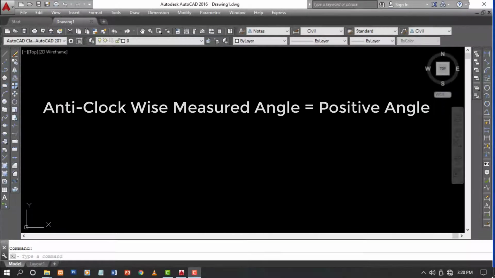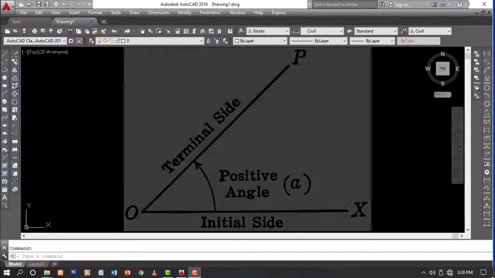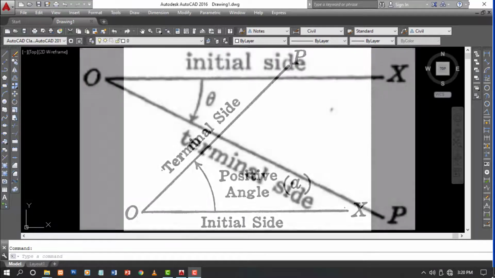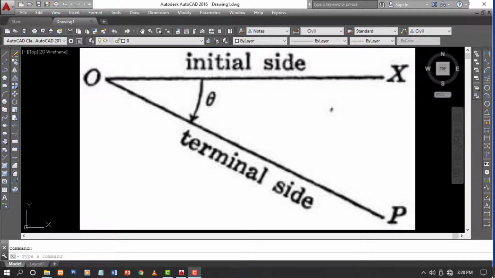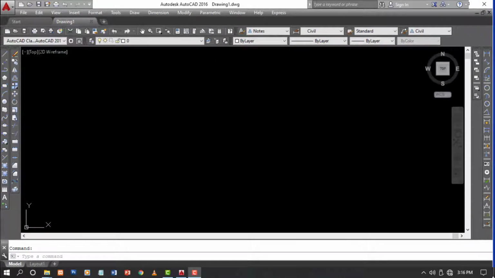In AutoCAD, anti-clockwise angle is defined as positive angle and clockwise measured angle is assumed to be negative angle. In this picture, the angle is assumed to be positive as it is measured in anti-clockwise direction, and in this picture the angle is assumed to be negative as it is measured in the clockwise direction. Now let's see these two examples of this angle.